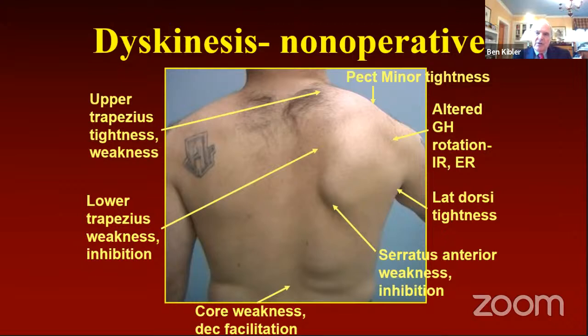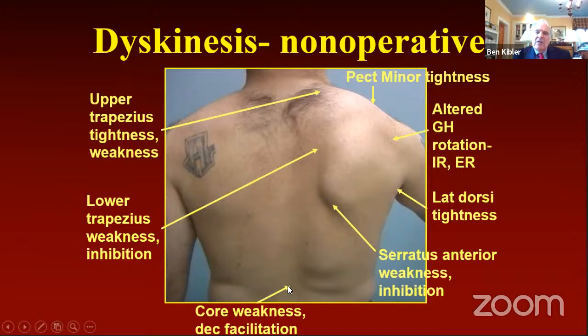It's caused by something. In the non-operative situations, you can have, as mentioned, the pectoralis minor being tight. It certainly protracts the scapula. If you have altered rotation of the glenohumeral joint as a result of throwing or overhead activities, that can create a wind up where the scapula is protracted. Certainly latissimus dorsi tightness, by acting on the humerus, can pull the shoulder forward. Serratus anterior weakness, as was mentioned, is a very, very common problem.